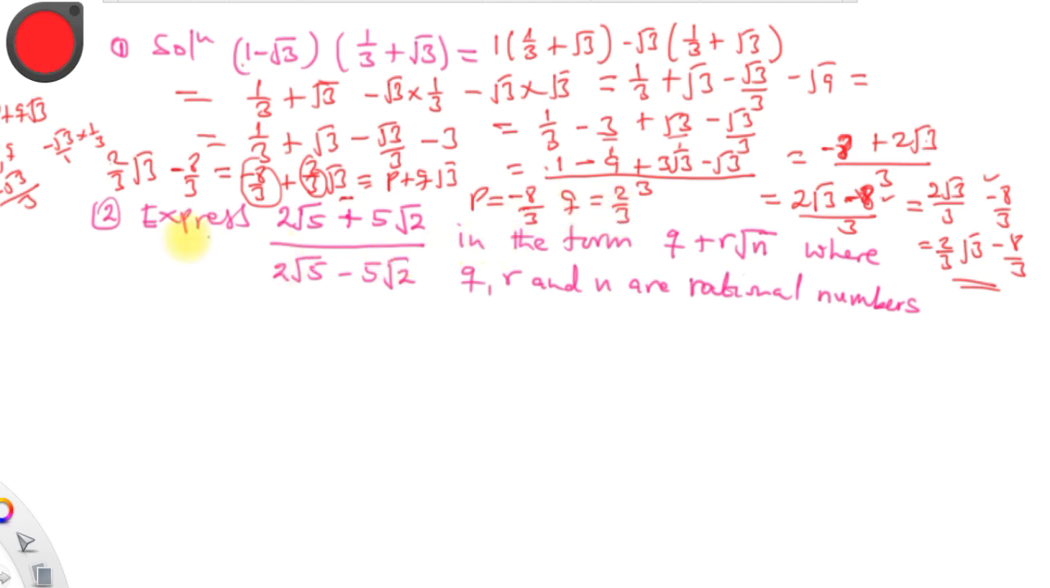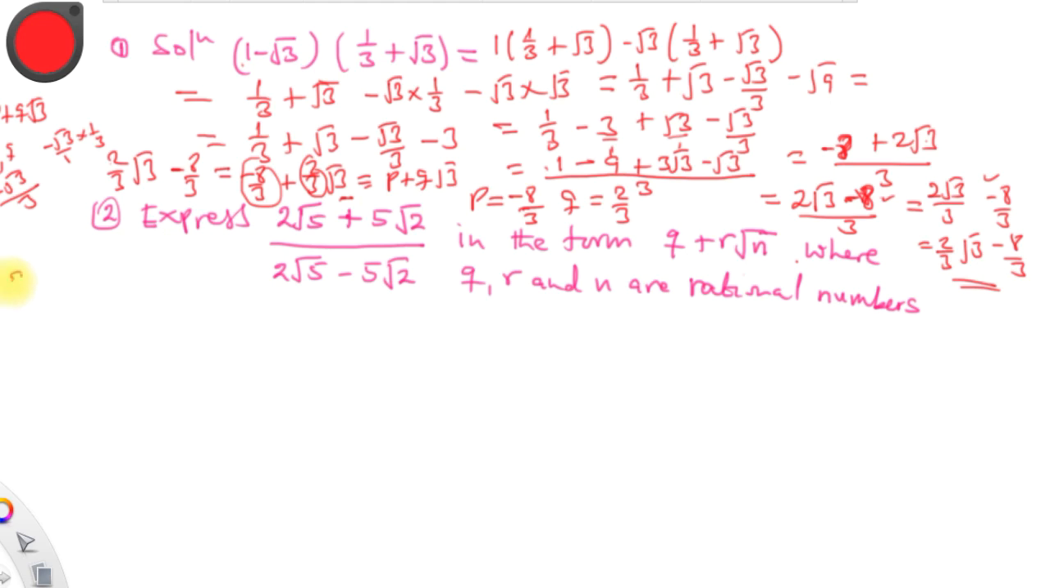Guys, let us look at this example 2. We have to express this in the form q plus r root n, where q, r and n are rational numbers. We have to find q, r and n. Okay, fine. So this is what we are given.